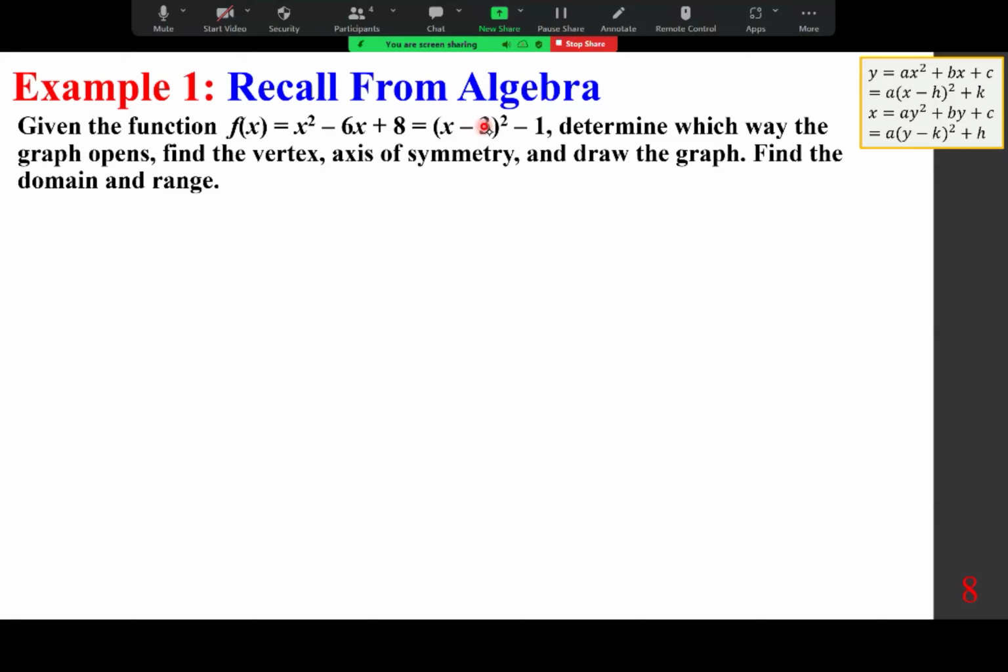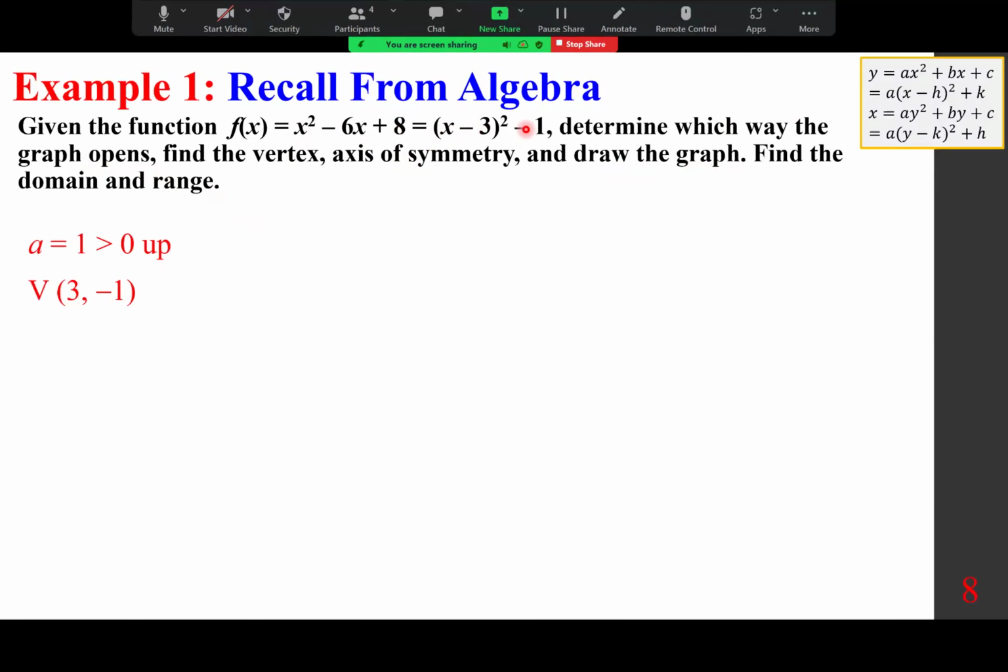Normally, we call this standard form, and we call this vertex form because right away the vertex is located at (3, negative 1). Determine which way the graph opens. Find the vertex, axis of symmetry, draw the graph, find the domain and range, and so on and so forth. So analyze the graph, in essence. First and foremost, a is 1. You can look at it here or here, which means it opens up.